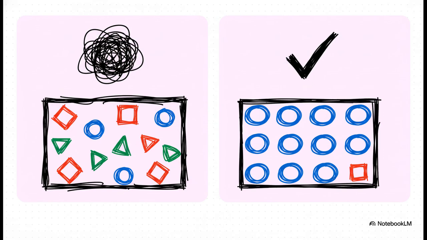It uses a concept from information theory called entropy. Just think of entropy as a measure of chaos or surprise. A dataset with a total mix of outcomes has high entropy. It's very uncertain. A dataset where almost everything is the same outcome has low entropy. It's very predictable, not much surprise.